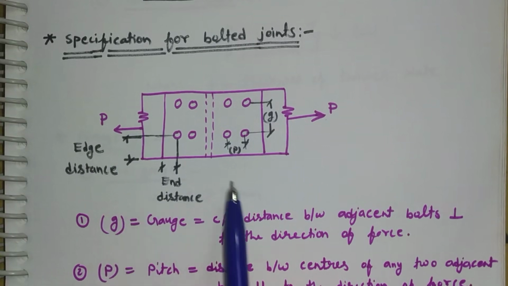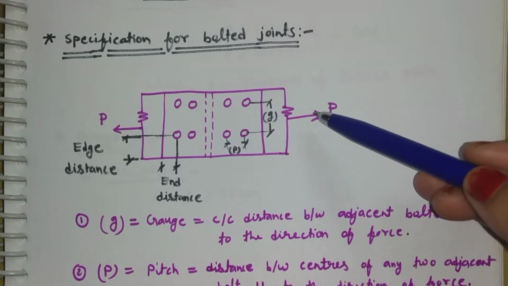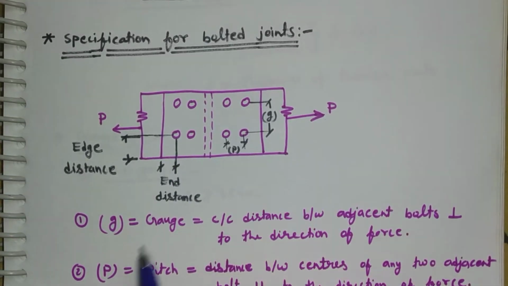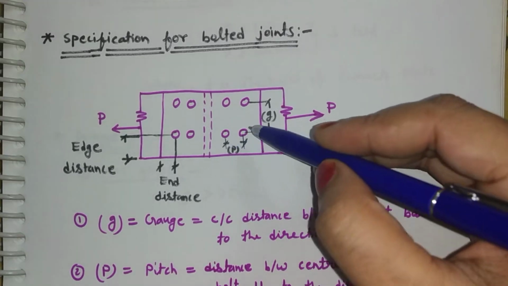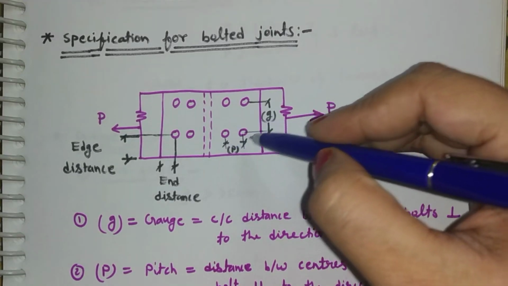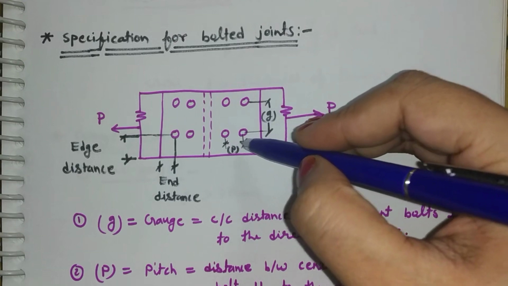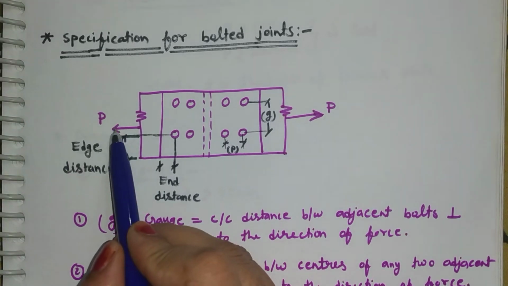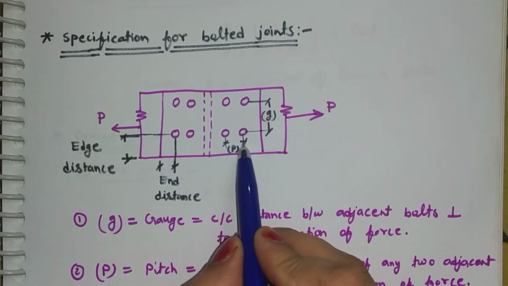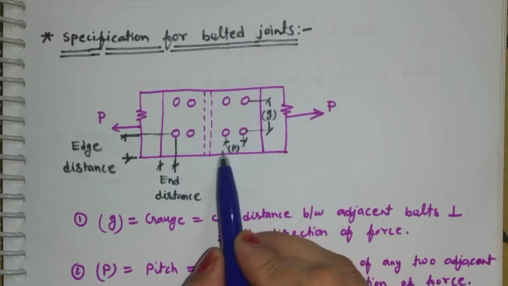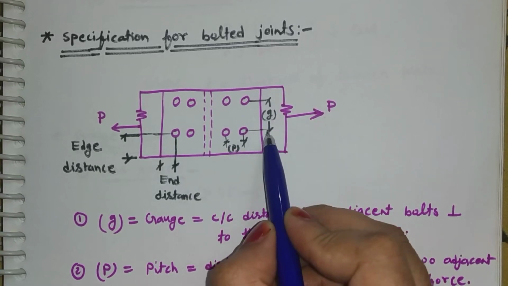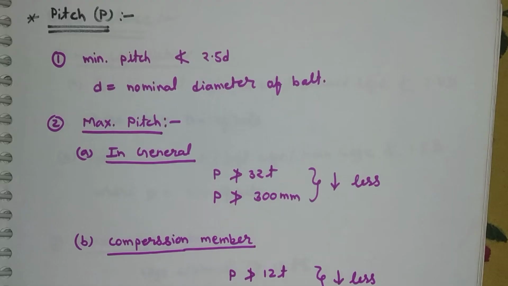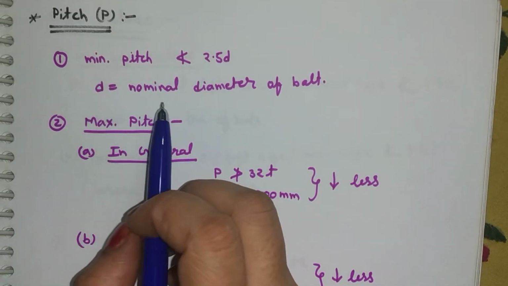Gauge is the center to center distance between two adjacent bolts perpendicular to the direction of force. And what is pitch? Pitch is the distance between the centers of any two adjacent bolts parallel to the direction of force. So this is the tensile force and pitch is parallel to the applied force, and gauge distance is perpendicular to the applied force. So for pitch some codal provisions are there.